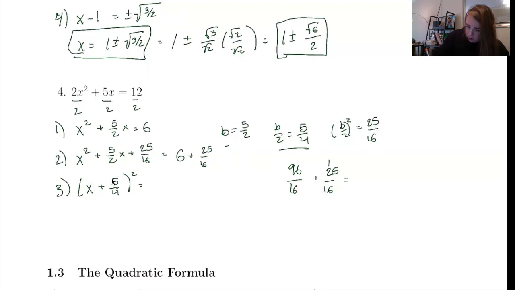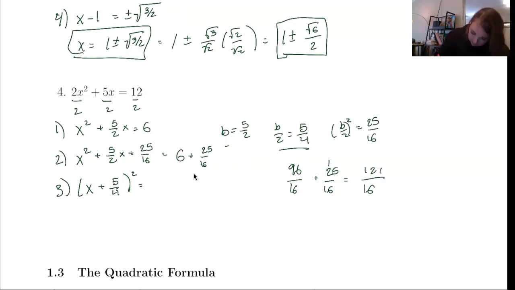6 and 5 is 11. So 13 and 9, 3 and 9 gives me 127. Is that right? Oh, no, 121. Where did 7 come from? Oh, okay. This is a nice one.